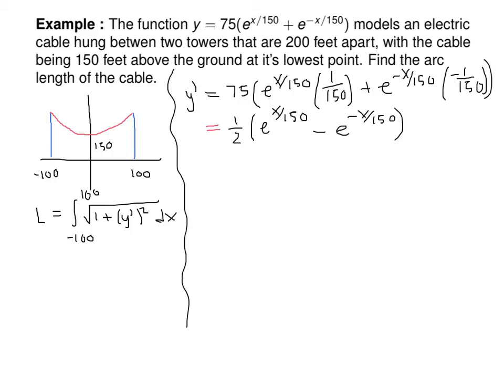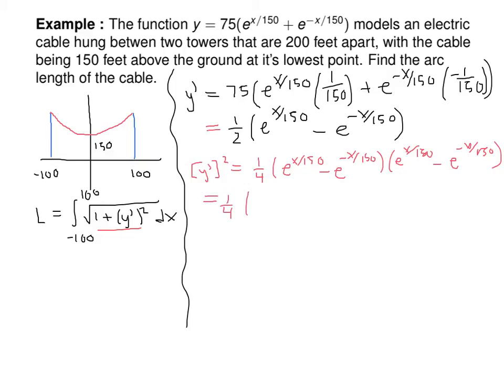Now the next thing we will have to find is 1 plus the derivative squared. So let's just figure out what y prime squared is. So 1/2 squared is 1/4, and then I just have to square the e to the x over 150 minus e to the negative x over 150. So I have e to the x over 150 minus e to the negative x over 150 multiplied by itself. If you're uncertain how something is going to square, you always can revert back to this. So we'll have 1/4 times, now e to the x over 150 times e to the x over 150, those powers will add, giving us e to the 2x over 150, or e to the x over 75.